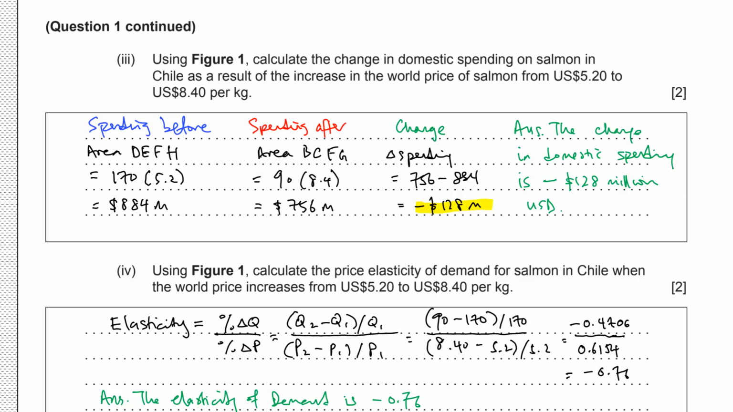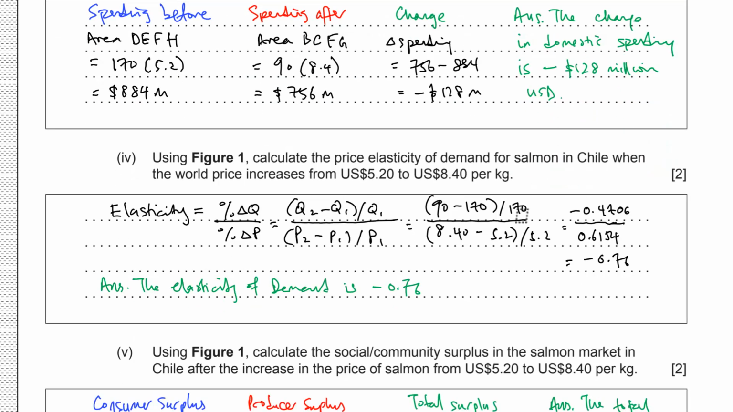Again, if you have space, it's good practice to provide a short, one sentence answer, which I've done over here. I've said the change in domestic spending is minus 128 million US dollars. That's it, 2 marks. Pretty self-explanatory where they come from. Okay, this next bit, part 4, I think.